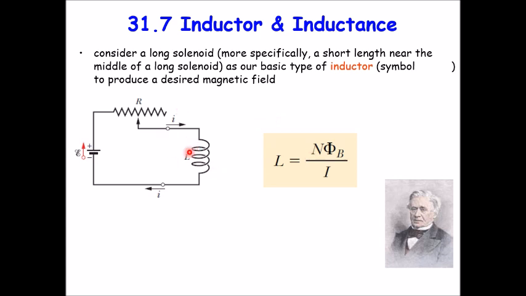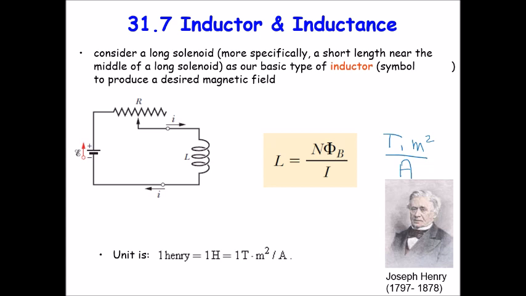We define it as the number of turns times the flux of the magnetic field passing through the inductor, divided by the current circulating through the inductor. The unit of inductance comes from the unit of flux, which is the Weber, which we can also call Tesla meter squared per ampere. This quantity we call the Henry. So 1 Henry, 1 H, is equal to 1 Tesla meter squared per ampere. The name comes from the scientist Joseph Henry.